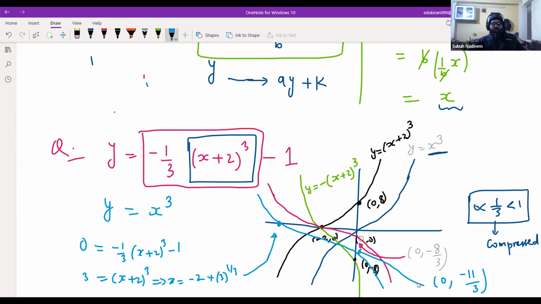Now you can cross-check with the answer there. Step by step we have done. See all the steps. First x cube was there, then (x plus 2) whole cube, then minus of (x plus 2) whole cube, then minus 1/3 (x plus 2) whole cube, then finally minus 1/3 (x plus 2) whole cube minus 1. So starting from the first graph, then second, third, fourth, fifth graph is your answer.